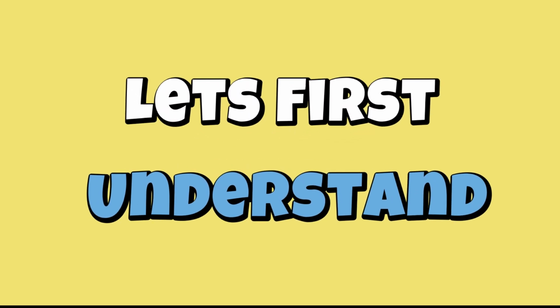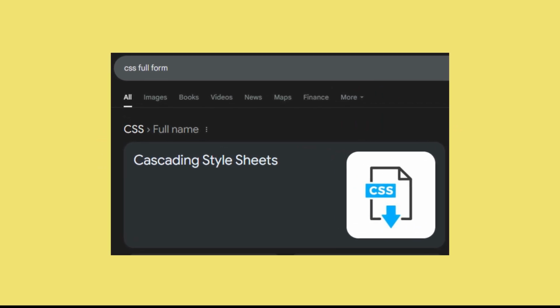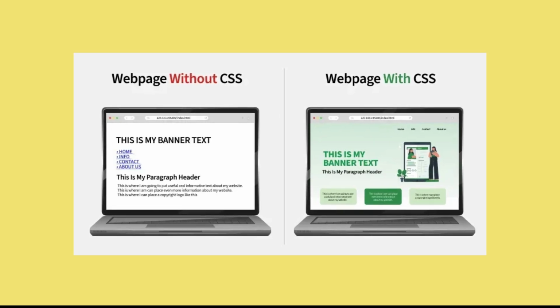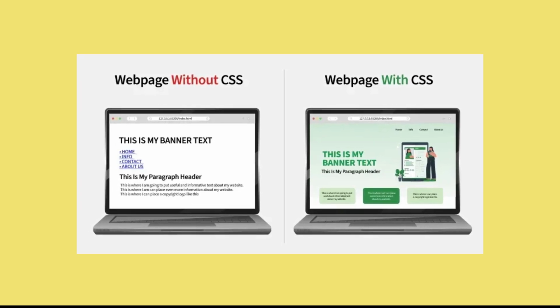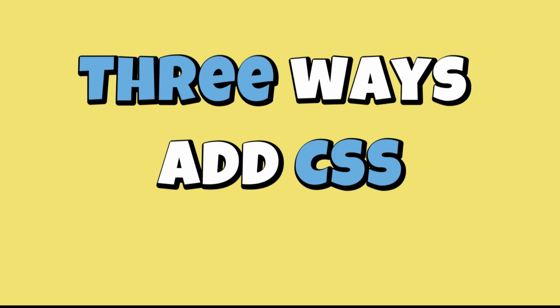Let's first understand what is CSS. CSS stands for Cascading Style Sheets. It's what makes websites colorful, clean, and professional. Without CSS, everything would look plain and boring. With that said, there are three ways to add CSS to your web page.